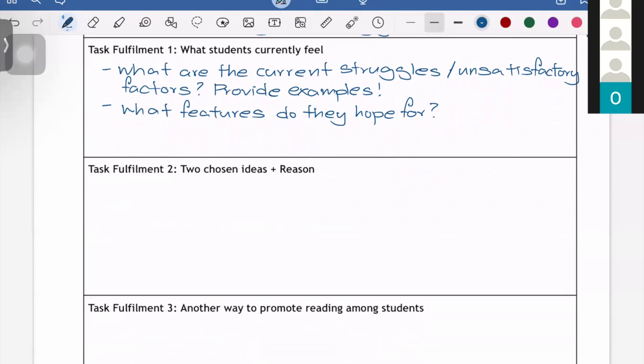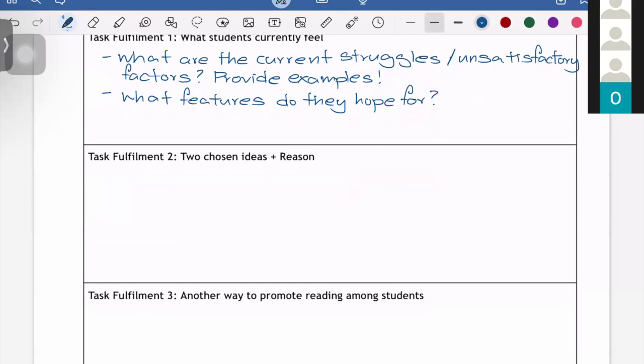Next, task fulfillment 2. The two chosen ideas and your reason. Make sure you explain how these facilities are going to benefit the students.